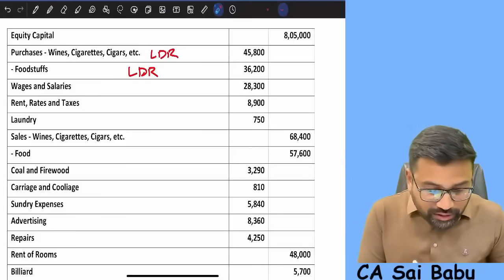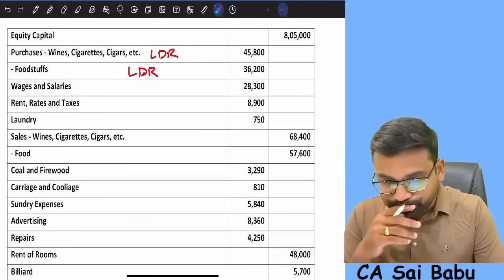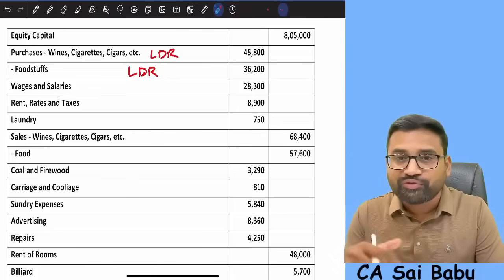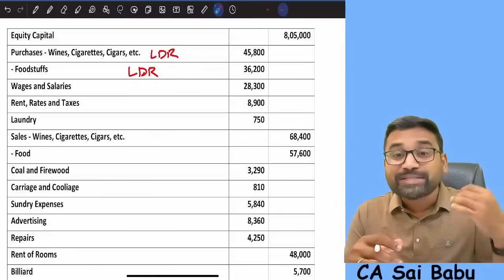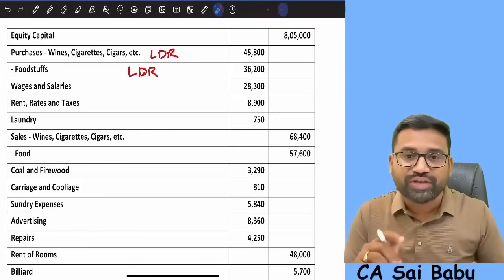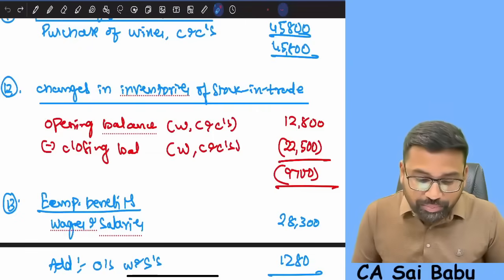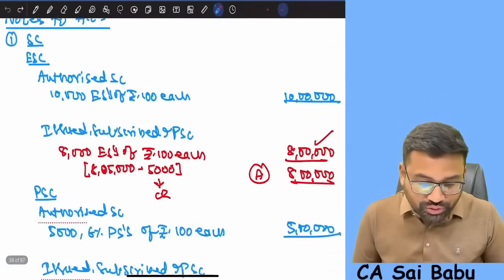And see, there is one more thing, sir, food stuff. What is this food stuff? See, the hotel will purchase food ingredients to prepare the food. Now those are called what? Raw material for the hotel. Now in respect of raw material, as per Schedule 3, what items do we need to present? Consumption we need to present. Therefore, whenever you are preparing financial statements, in respect of food stuff, you need to show consumption.